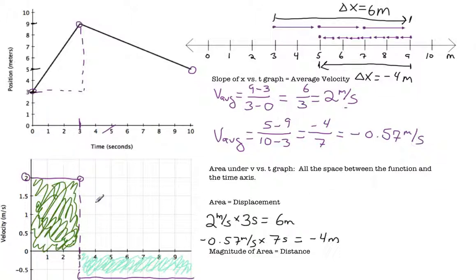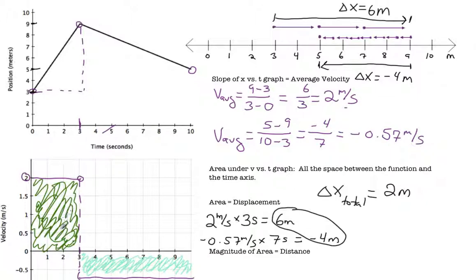So I can find the total displacement of this object for all 10 seconds by adding these two together. The total displacement from 0 to 10 seconds will be 6 plus negative 4, which is 2 meters. And the object does end up 2 meters to the right of where it started. If it started here at time 0 and it ends here at time 10, we're 2 meters to the right. It's positive.